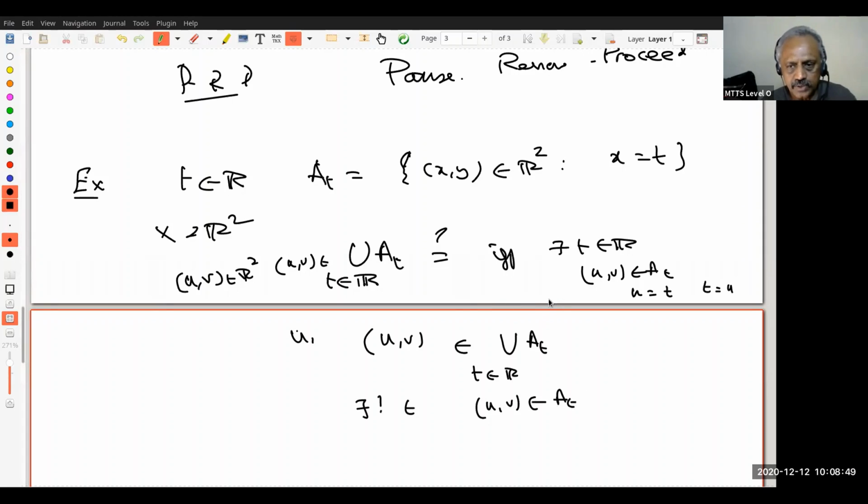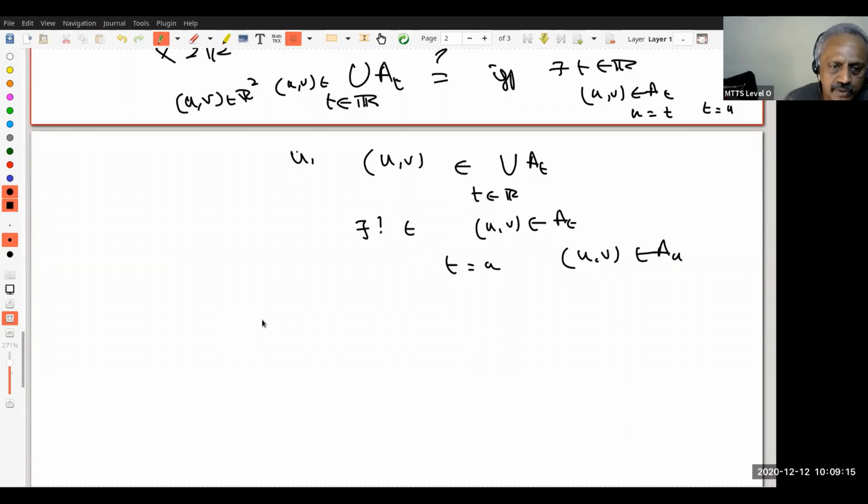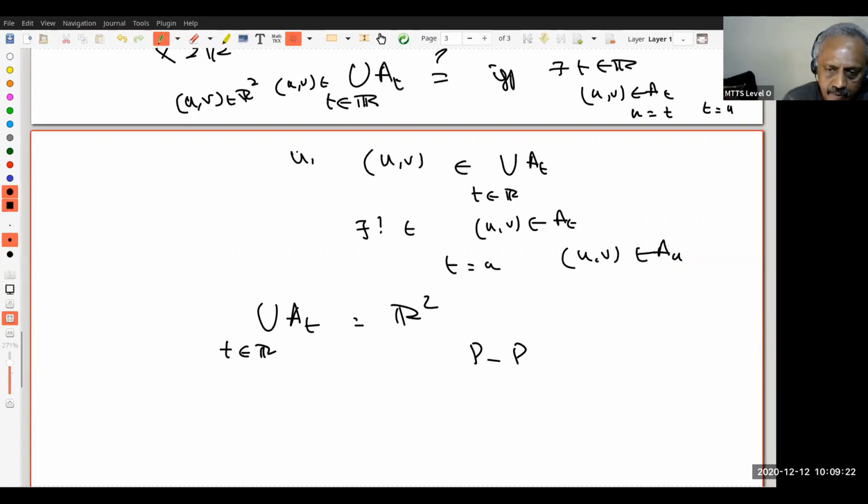So working backwards, what we found out is, if (u, v) belongs to some A_t, that means the first coordinate of this vector, u, must be equal to t. Therefore, what is my A_t? Take t equal to u, then (u, v) belongs to A_u. Does A_u belong to this collection? Of course. This is for any real number. Are you following? Therefore, what do you think I have proved? I have proved the union of A_t, t in R, is all of R². Pause, review, proceed.